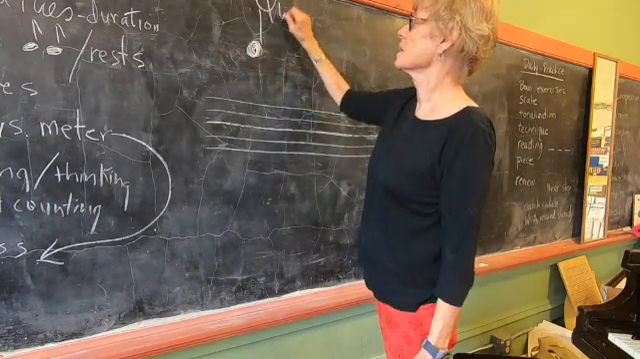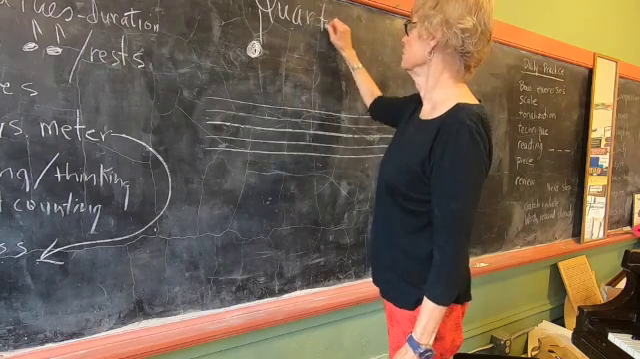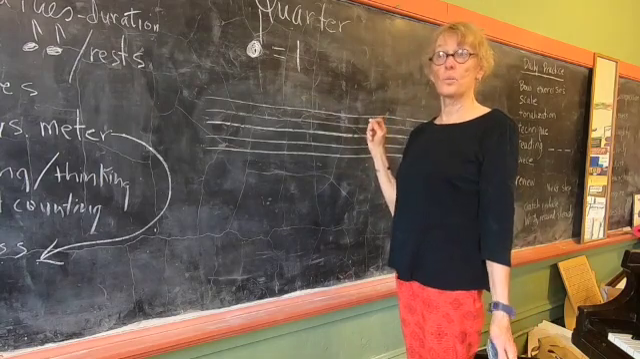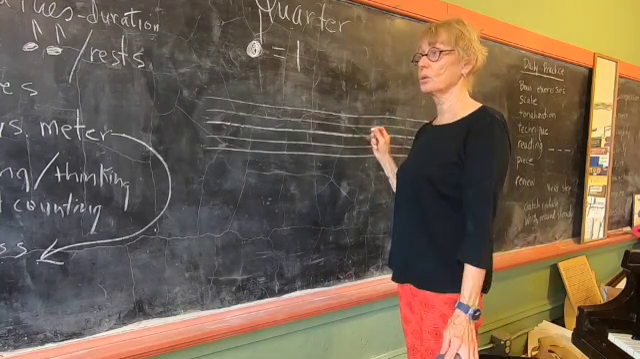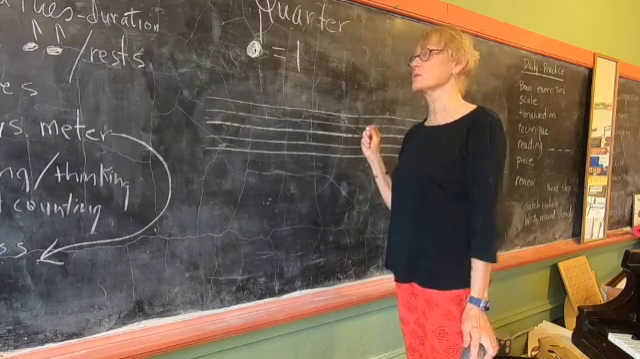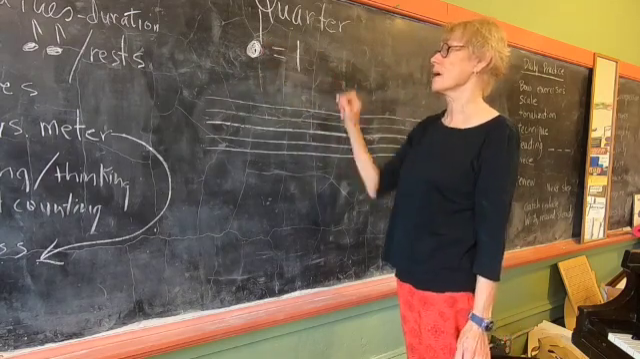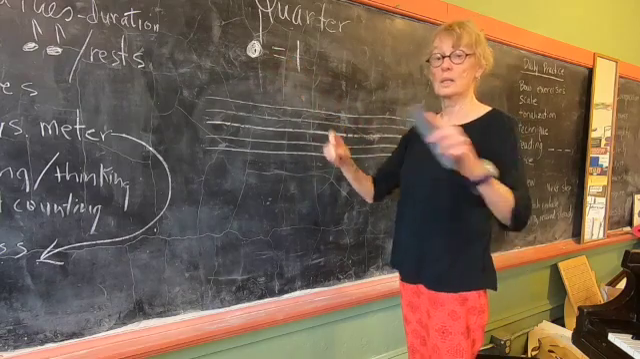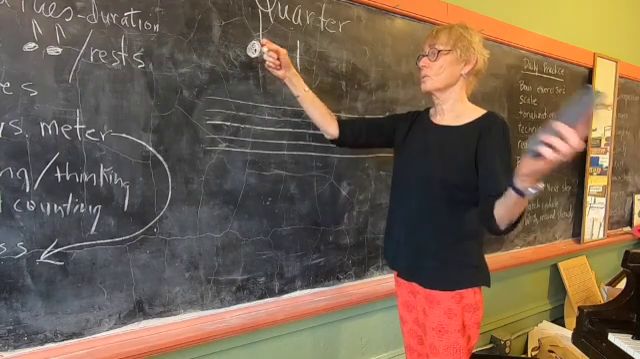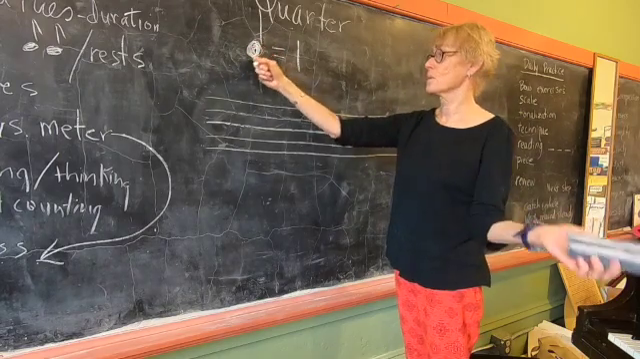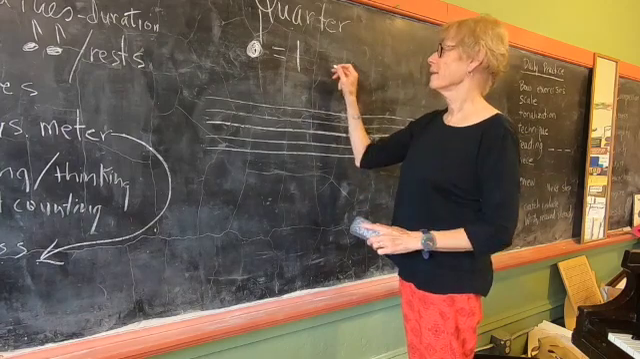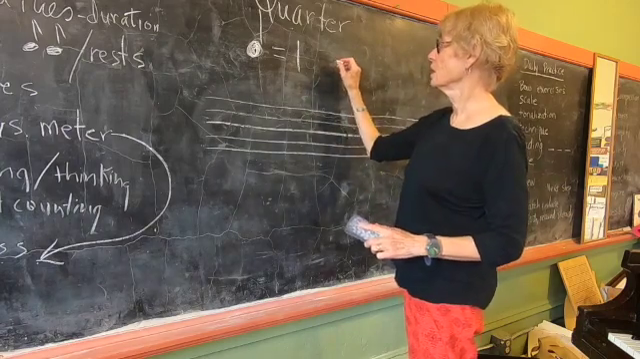But this is a quarter note. It equals 1, and that's our basic unit of rhythm that you'll see in almost all time signatures, not all, but almost all time signatures. Our quarter note is our beat. 1, 2, 3, 4. That would be quarter note, quarter note, quarter note, quarter note. 1, 2, 3, 4.